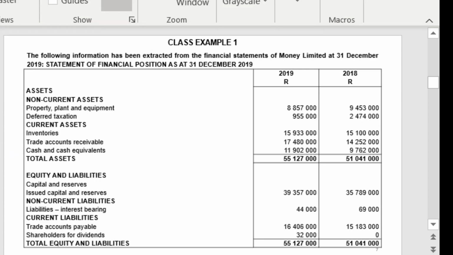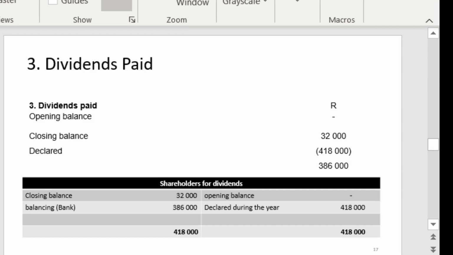So now, if you want to calculate how much dividends was paid in cash during a particular year, I'll take my opening balance, which has no amount, and take my closing balance, which I'll debit. Why am I doing that? Because shareholders for dividends is a liability account. Liability opening balance is on the credit side, closing balance is on the debit side.